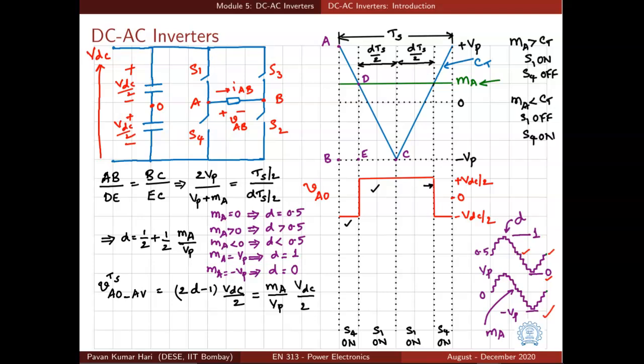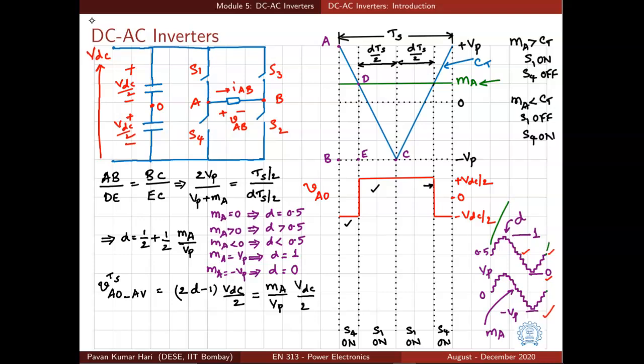So if you compare a sinusoidal function with a triangular function, if you compare a sinusoidal wave with a triangular wave, following the logic, when sine is greater than triangle, switch S1 is on. When sine is less than triangle, switch S4 is on. Or when sine is greater than triangle, top switch is on. When sine is less than triangle, bottom switch is on. If you follow this logic and generate pulses, this train of pulses will have variable duty ratio, and the variation of duty ratio is a sinusoid.